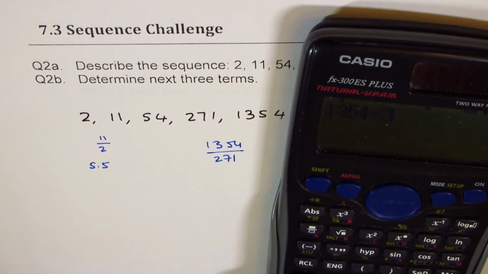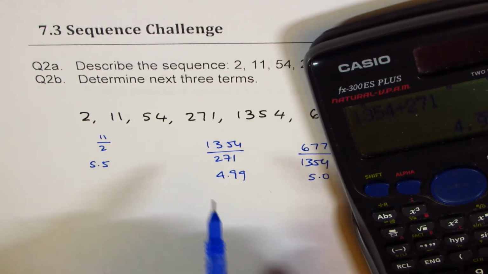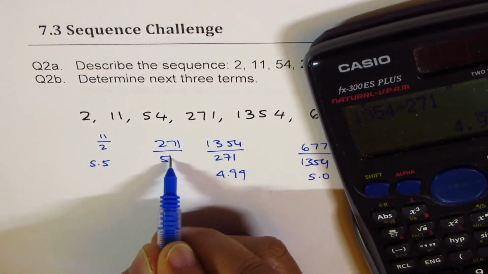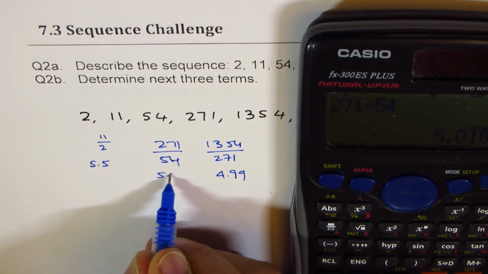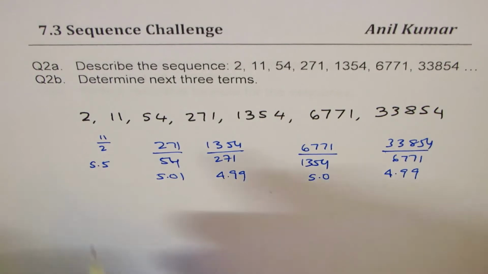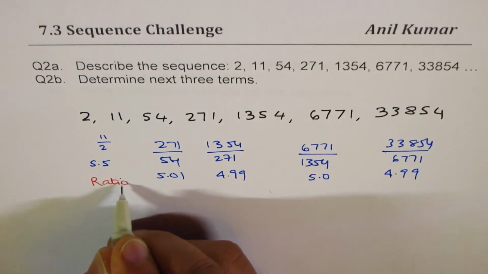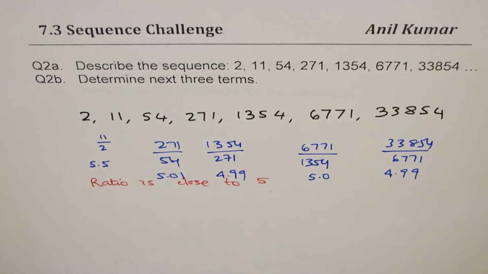1354 divided by 271. I get 4.99. Again 4.99. Okay. So let me try 271 divided by 54. Okay. 271 divided by 54 gives me 5.01. So what I see here is that it is close to 5, right? So what I notice here is that the ratio is close to 5.